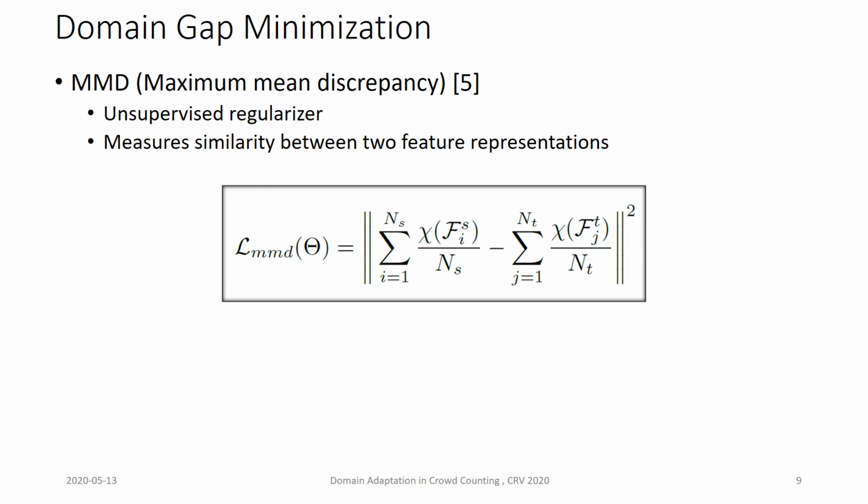We already know about MMD. So the main purpose of using MMD is to reduce the gap between the source domain and target domain. So we basically use the same concept here. We try to translate our target domain features to source domain features, and we already train our network in the source domain dataset. It already performs better. So after translation, it would be easy for the network to perform counting. So that was our main intuition. Here, MMD works as an unsupervised regularizer, and it is also used to measure the similarity between two feature representations.